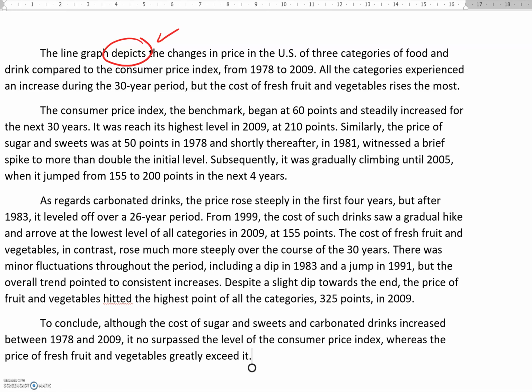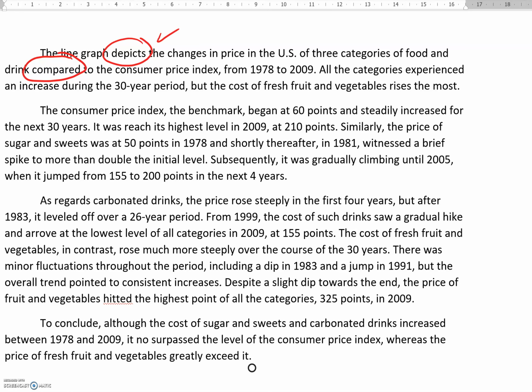The line graph depicts the changes in price in the US of three categories of food and drink compared to the consumer price index. Look out for this. Compared is not a simple past verb in this case. It's actually a past participle. It's like an adjective that describes the nouns before it. You often see this past participle form in advanced academic writing, and so when you're reading especially, look out for it, okay?